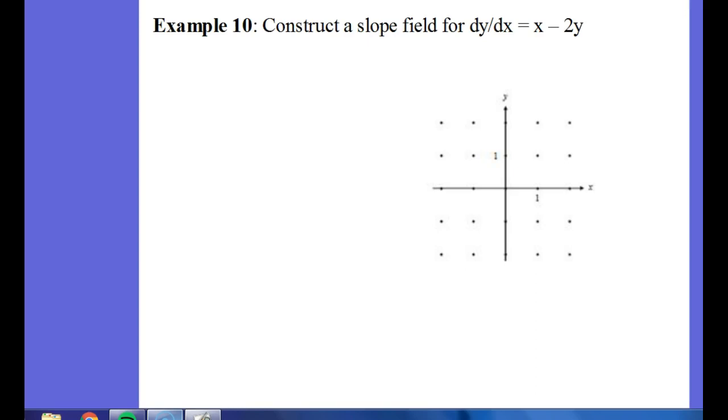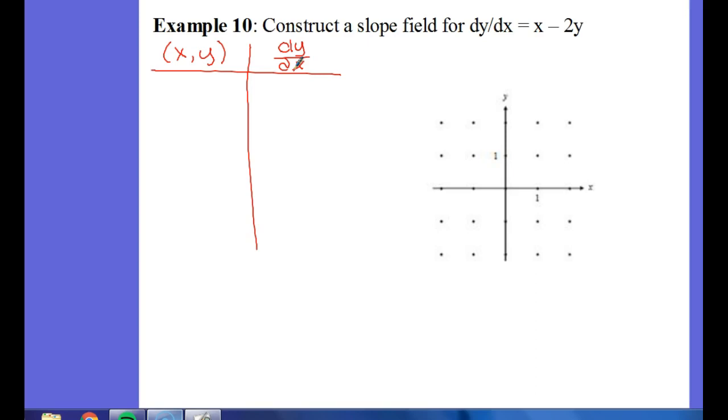So the last dy dx example I want to look at is 10. It says construct a slope field for dy dx equals x minus 2y. Why is this one a little bit trickier than the last one? Yeah, we have to take into account both variables when we consider our slopes. When you do these, I make myself a little bit of a table, but your table is a little different than what it used to be. Tables used to be plug in x and find y. Well, now we're picking a point (x, y) and we're finding dy dx.